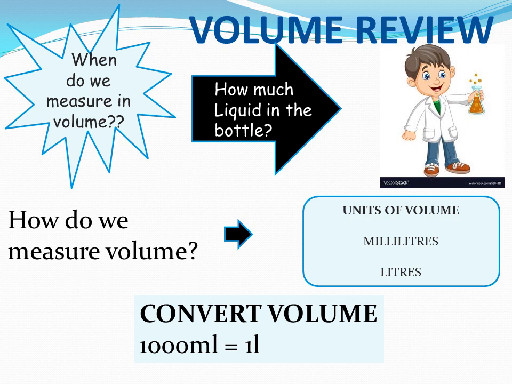A bottle of water, for example, the capacity that the bottle can hold is the contents of water in that bottle. Okay, so if you see 100 L on a bottle, that's 100 liters on the bottle. It means the capacity it can hold is 100 liters. So we usually measure liquid in volume or in capacity.